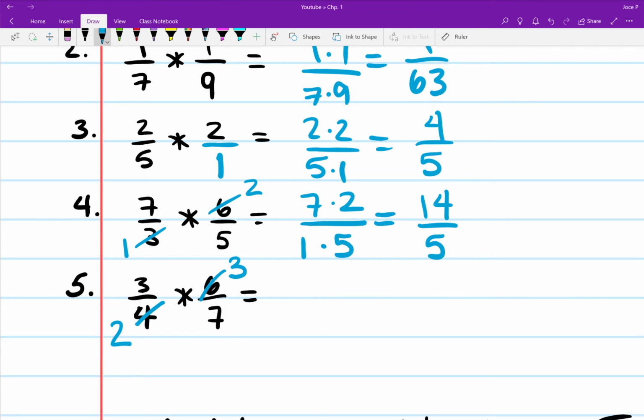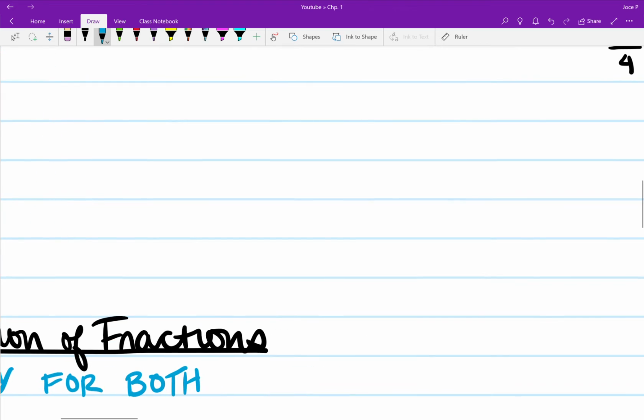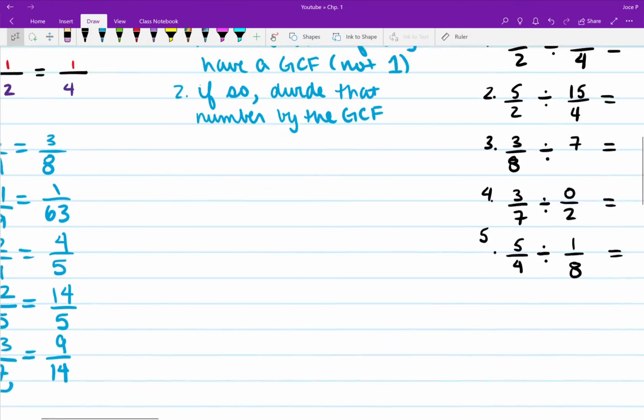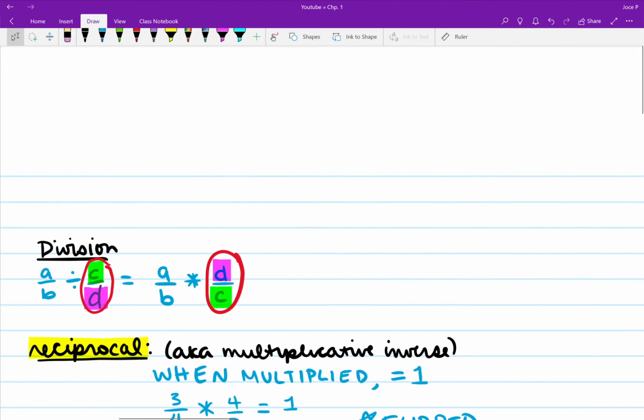Nothing we can do with 3 and 7, so now we have 3 times 3 over 2 times 7, which is 9/14. Eventually you'll get super quick at this and you can really cut out this middle step. Next, let's go to division before we do multiplication, division before we go to addition, because division is really similar to multiplication in just we switch one step.